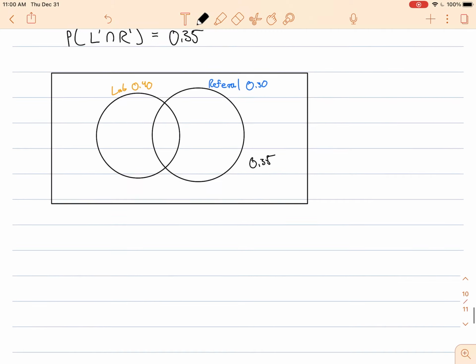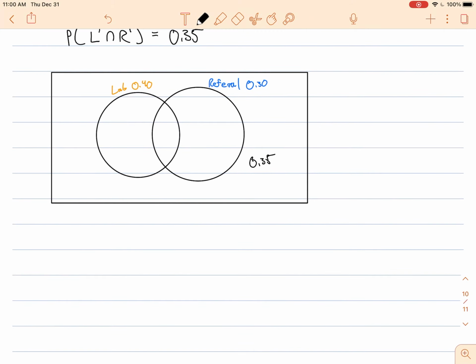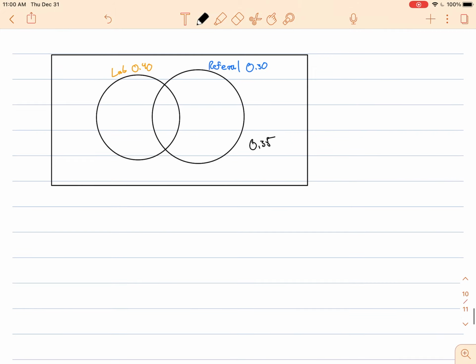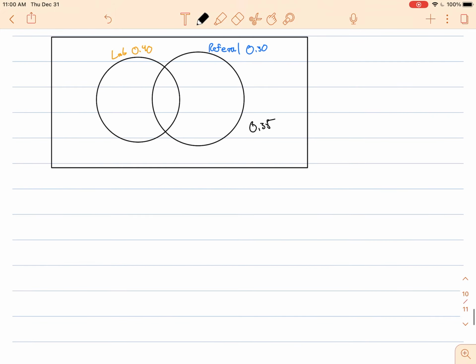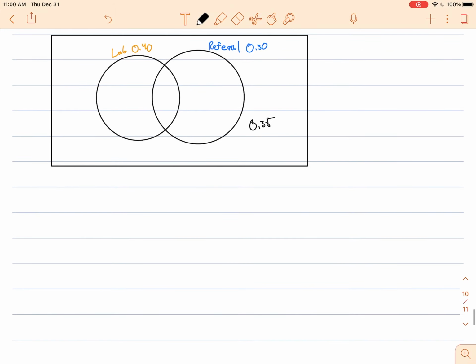Let's do that. Okay, so I went ahead and drew this. This is all we know here. So the lab is 0.40, the referral is 0.30, and outside of both of the Venn diagrams, we have 0.35, which is the intersection of their complements, or neither a referral or a lab happening. So this is kind of similar to another problem where we can find the area inside of the union of referral and lab, which is this yellow highlighted part again. So let's go ahead and do that.